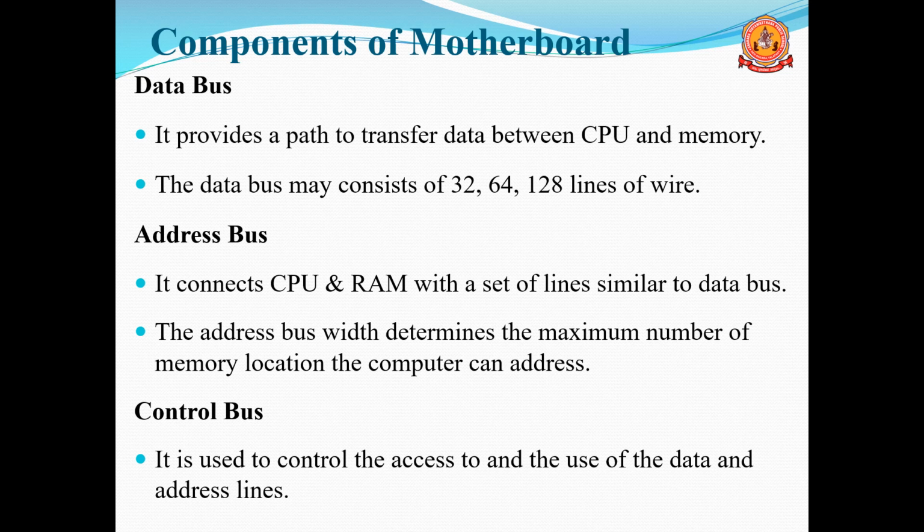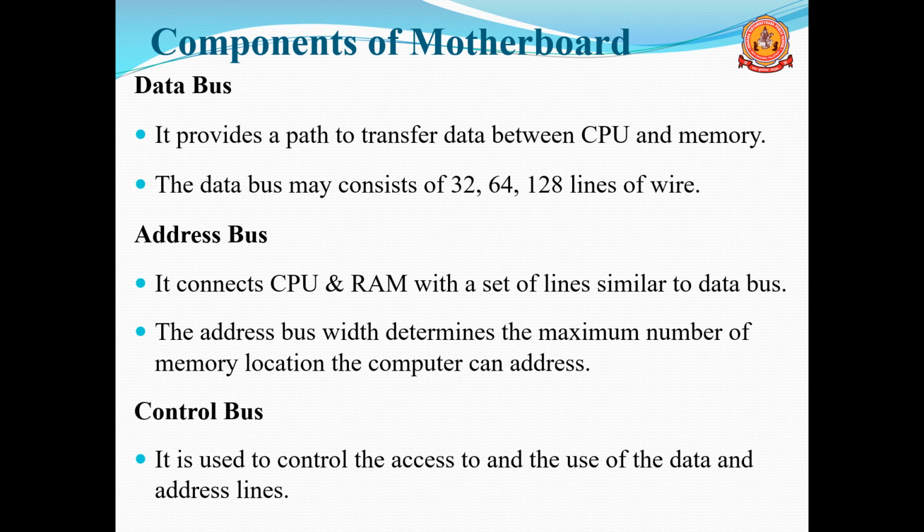The next one is the address bus. The address bus mainly connects the CPU and RAM with a set of lines similar to the data bus. Remember, if the data bus is 32-bit, the address bus will also be 32-bit. If the data bus has 64 wires, then the address bus will also have 64 wires. If the data bus has 128 wires, then the address bus also has 128 wires.